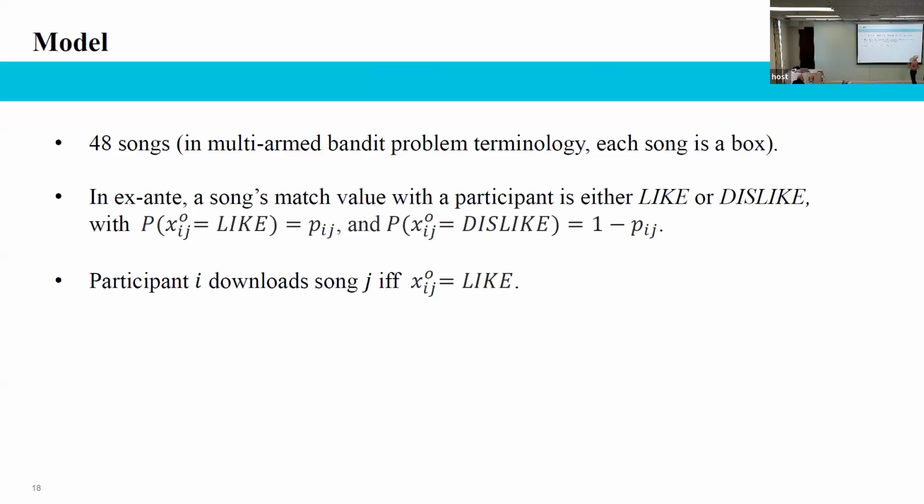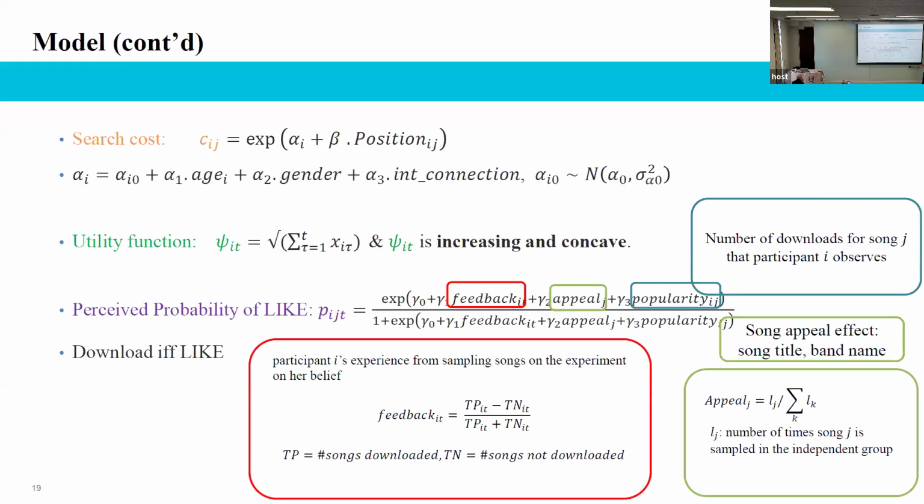So we have, again, 48 songs, and exactly when you decide whether to sample the next song or not, you form perceived beliefs about whether that song is going to be something that you like or not. So we have a cost component of the search. This component is going to be a function of the positions. And we also model this in the subterm as a function of some observable characteristics: age, gender, and internet connections.